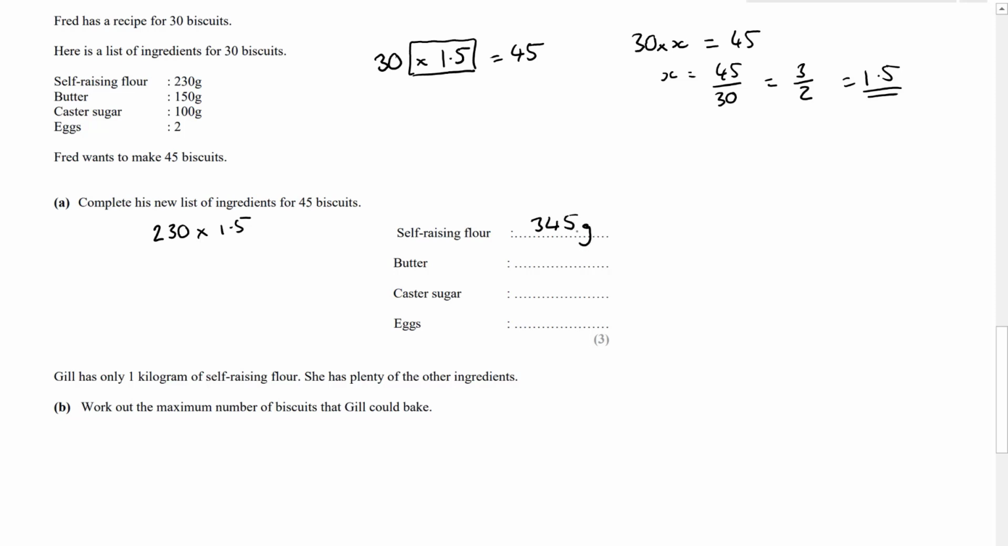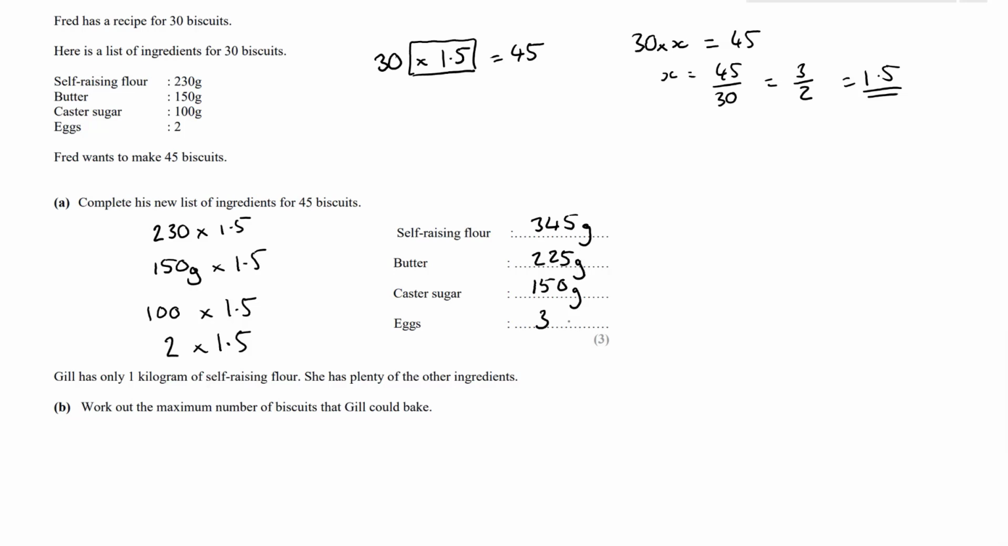grams of self-raising flour. We're going to take the 150 grams of butter, multiply that by 1.5, and we're going to get 225 grams of butter. The caster sugar, we're going to take the 100 grams, times that by 1.5, we're going to get 150 grams of caster sugar, and the 2 eggs times by 1.5, we're going to get 3 eggs that we need. Okay, so now we've got a list for his new ingredients.